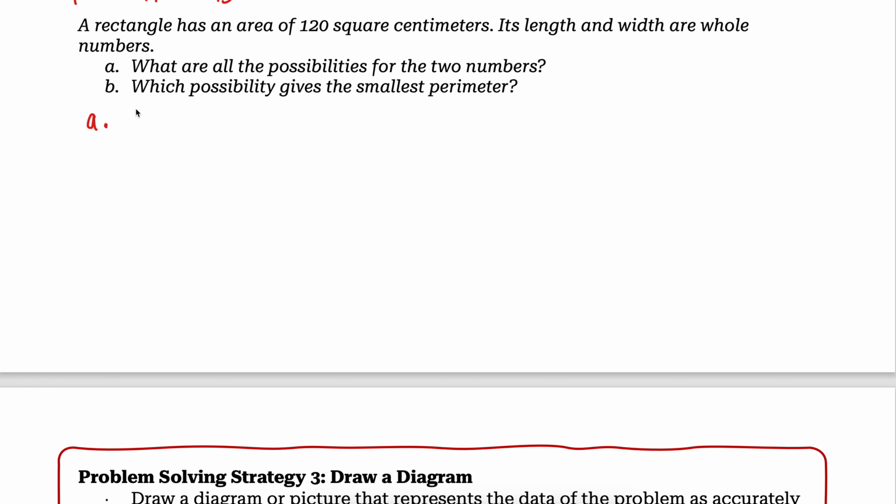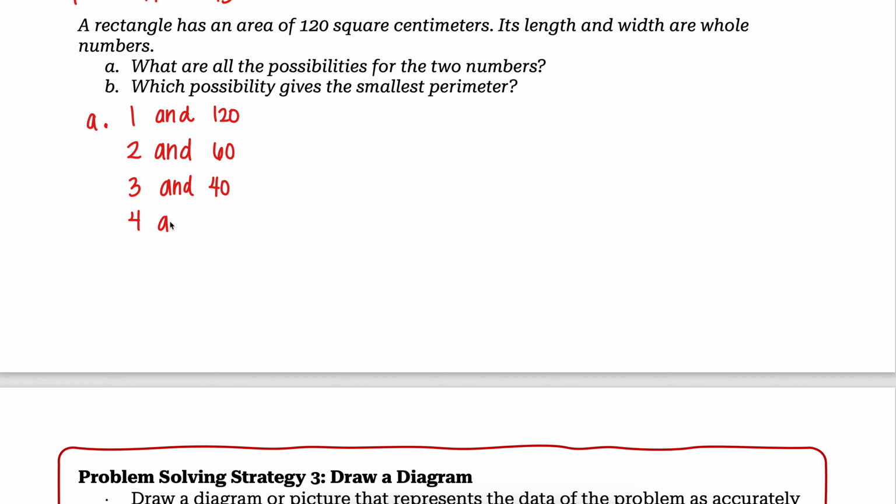So we could have, and hopefully you'll see here a little bit of an order to this, 1 and 120. Depending on how you envision that rectangle, it's either super, super long and skinny or super, super tall and skinny. But 1 and 120 could be the length and the width. Or you could have 2 and 60. 2 times 60 is 120. Or 3 and 40.